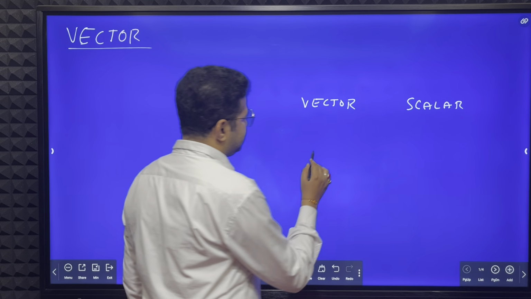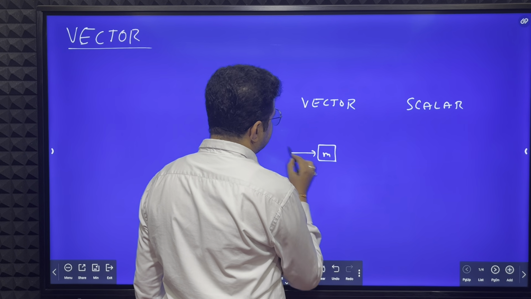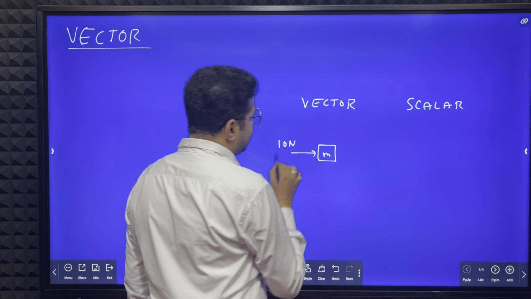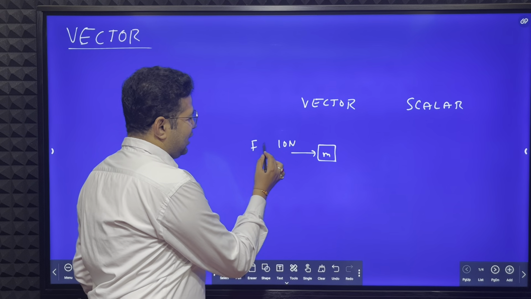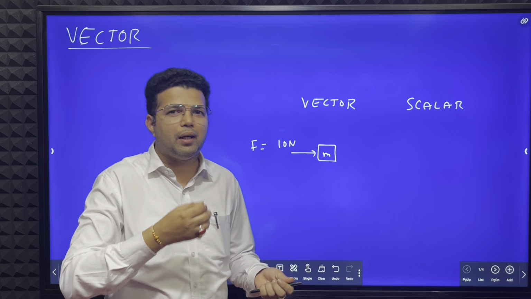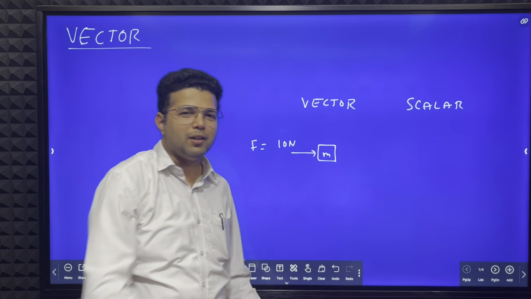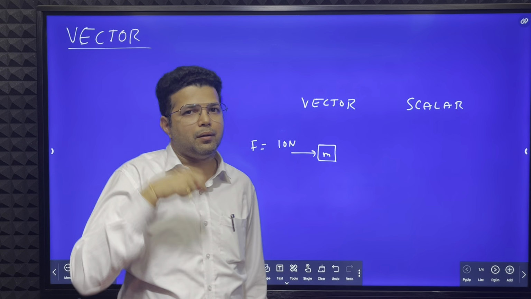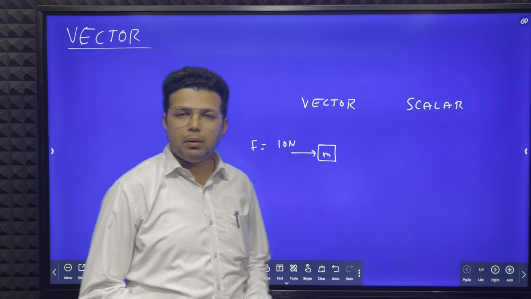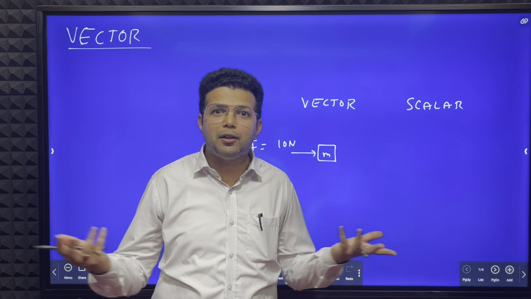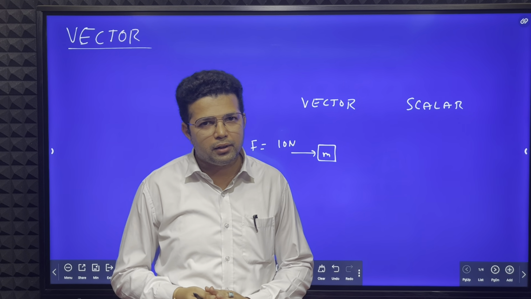Say for example, there is a body of mass m and there is a force of 10 Newton acting on the body. This force has some direction. When you hit someone, you are applying a force, and that force has some direction. But the mass of a body, say 5 kg, what is the direction of mass? It doesn't have any direction. Charge also doesn't have a direction.